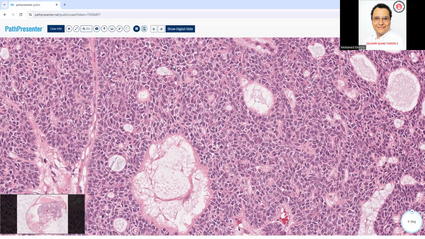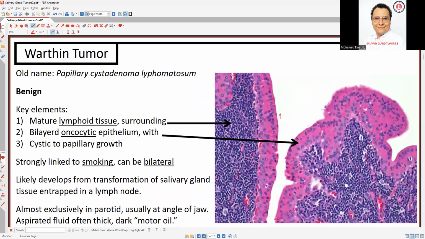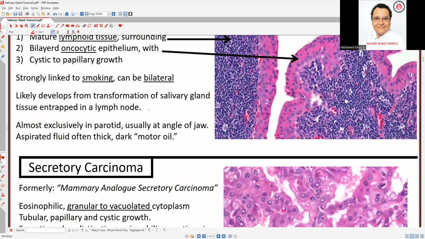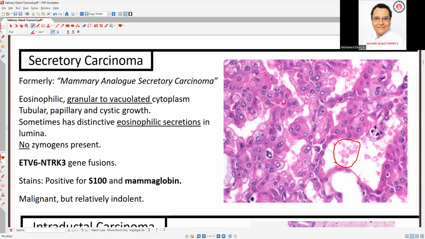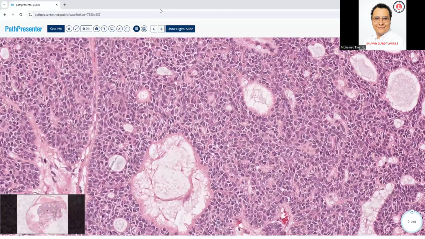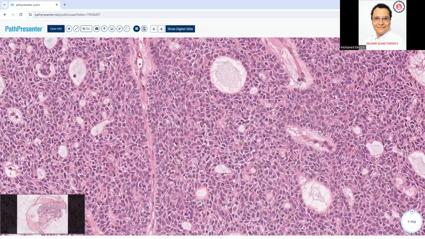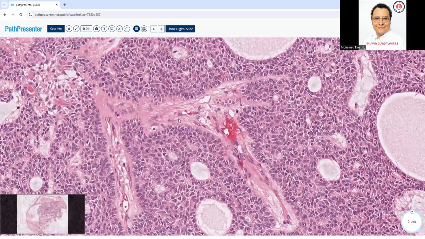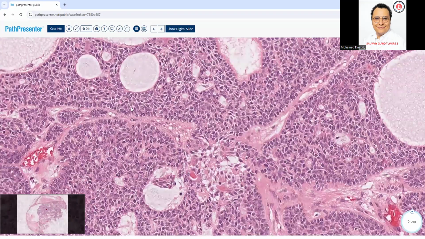Should I go back to the notes? No, it's fine. Let me show you. That's how secretory carcinoma looks. So it's very red. The cells are very red. They have granular cytoplasm, and they have these globules of secretions in the lumen. Okay. I see. So that's a wrong hit. Do you find any other hit in mind?